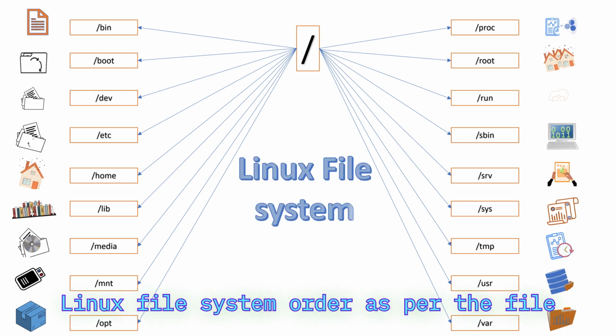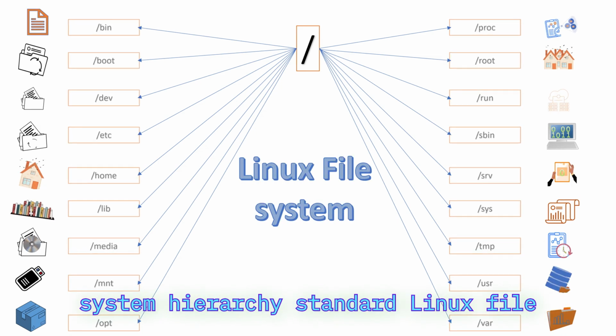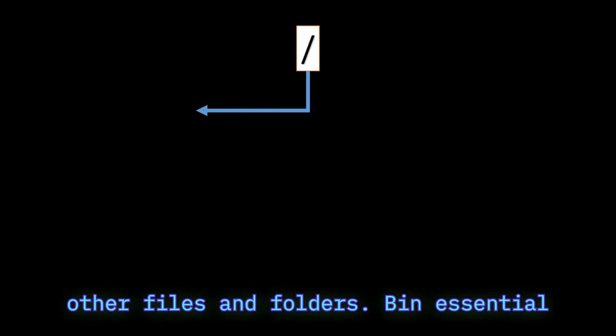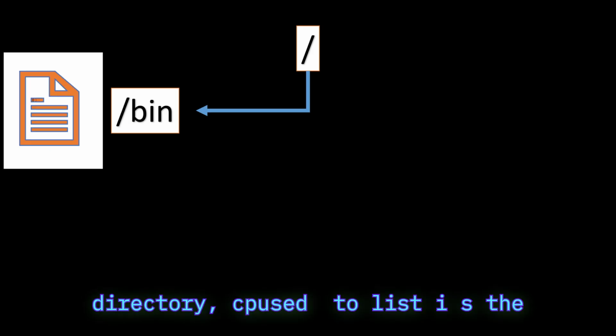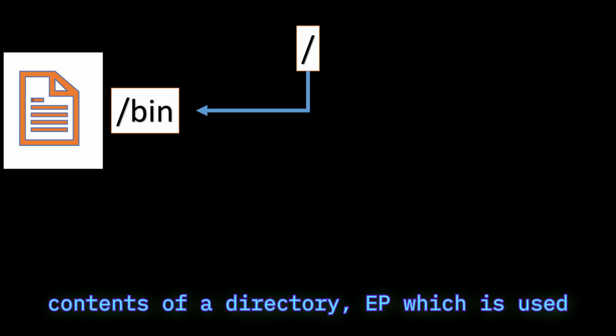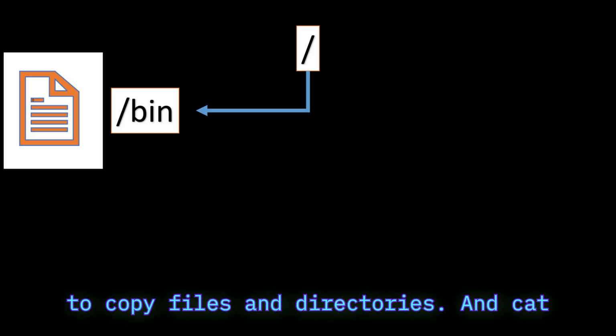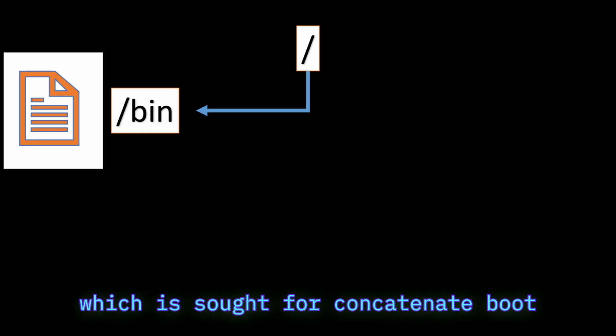Linux file system order as per the file system hierarchy standard. Linux file system directories. Root directory: the top level directory that contains all the other files and folders. Bin: essential user command binaries like ls, which is used to list the contents of a directory, cp, which is used to copy files and directories, and cat, which is short for concatenate.